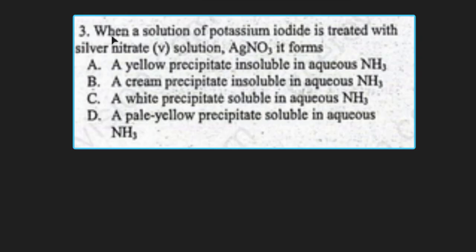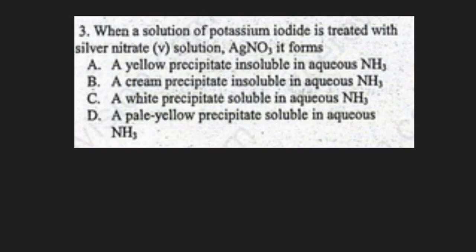Question number 3. When a solution of potassium iodide is treated with silver nitrate solution, it forms: A. A yellow precipitate insoluble in aqueous ammonia. B. A cream precipitate insoluble in aqueous ammonia. C. White precipitate soluble in aqueous ammonia. D. A pale yellow precipitate soluble in aqueous ammonia.